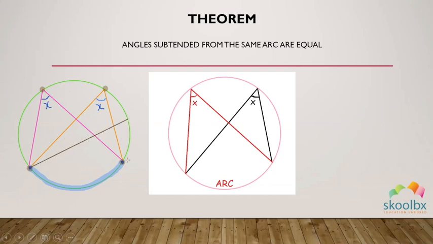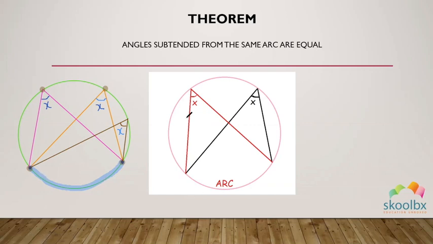There's another one here, and there's another line here. That angle would also be x. No problem. That angle would also be x. So that's what this theorem says.